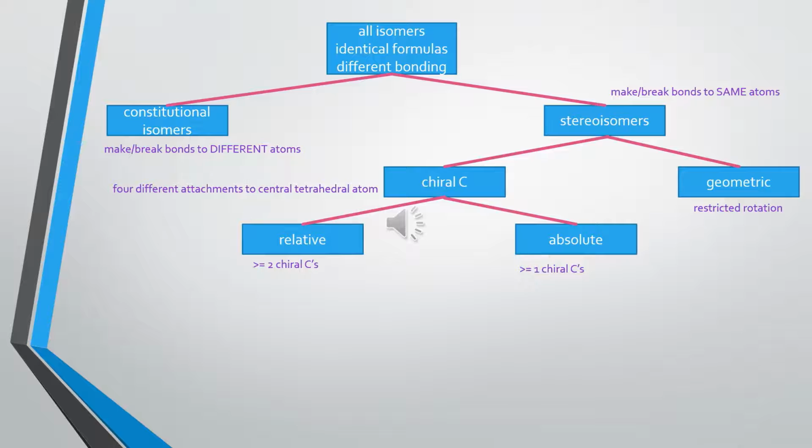And there is another split after chirality. You can have absolute chirality or relative chirality. Absolute chirality can be had with only one chiral carbon, but it can exist with more. Relative chiral carbon stereochemistry, stereoisomerism, requires at least two chiral carbons. Now let's get into this in further detail and start to look at some examples.